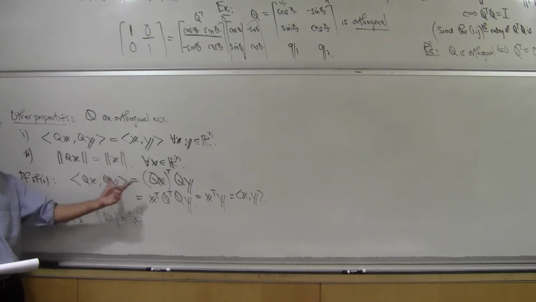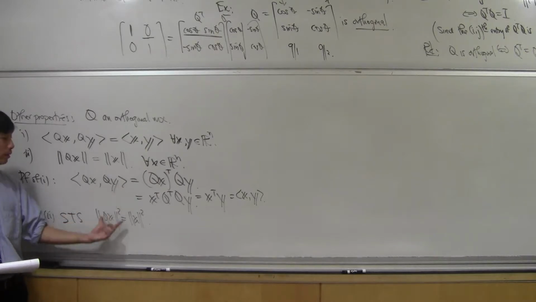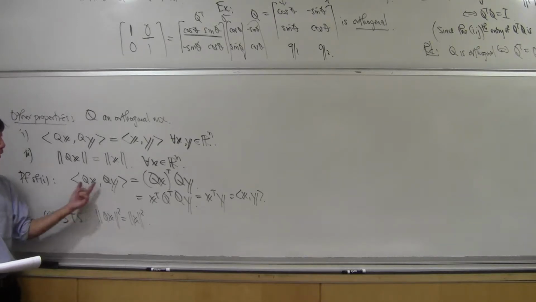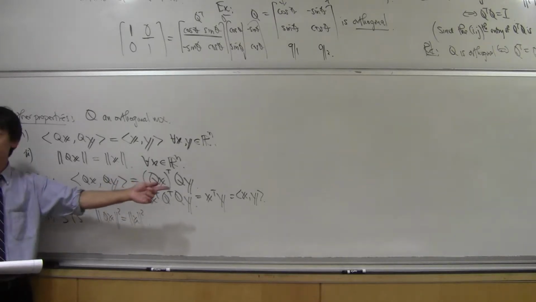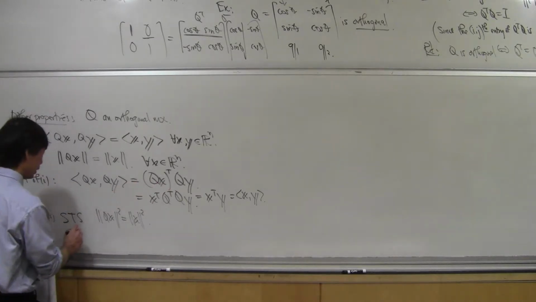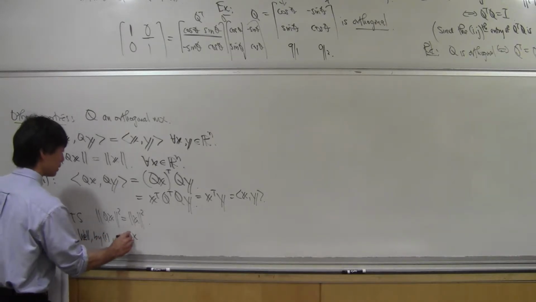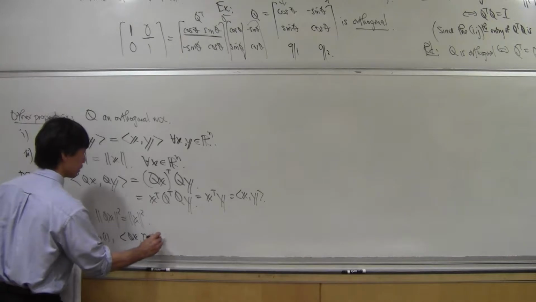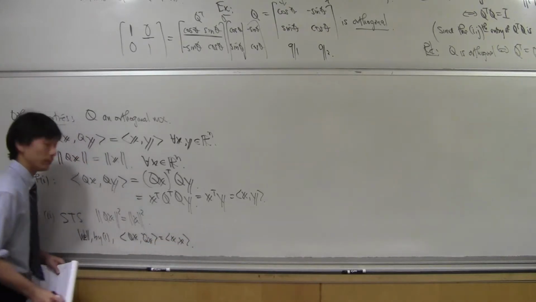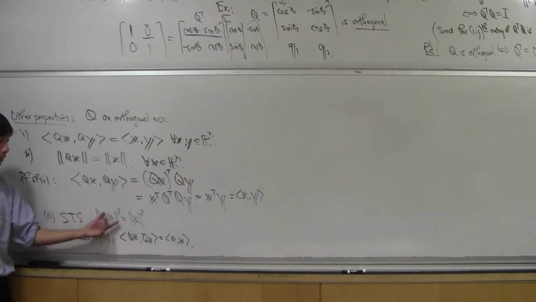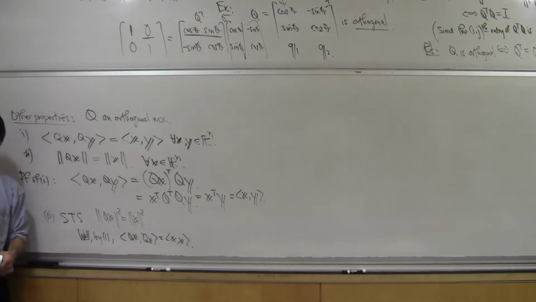Qx, Qy is xy, right? There's a relation. What's the relation? You have the inner product of Qx and Qx. Exactly. This is just Qx, Qx, and by part 1, it's going to be x, x. So by 1, we know that Qx, Qx equals x, x. That follows immediately. This is the magnitude squared.